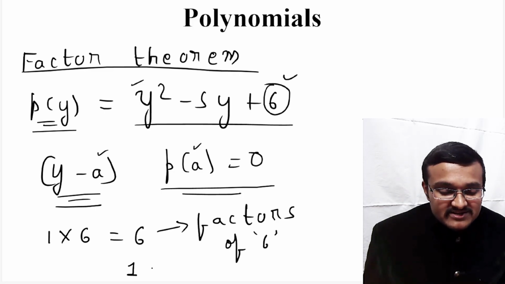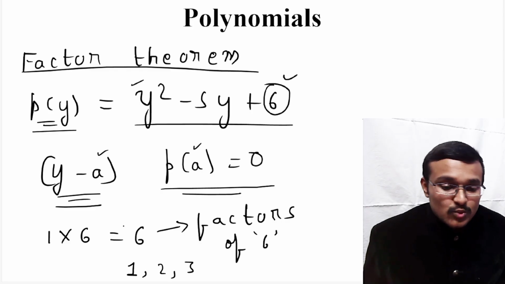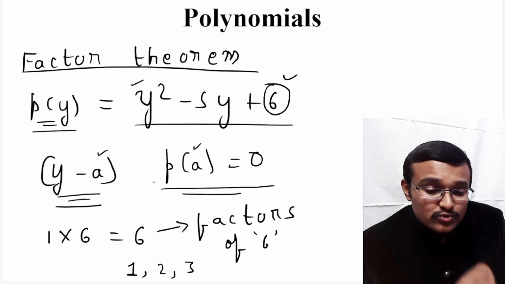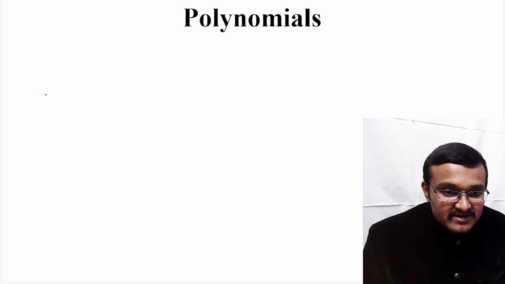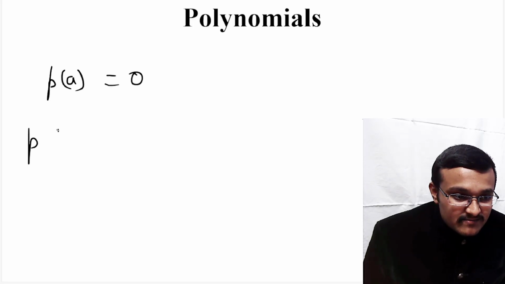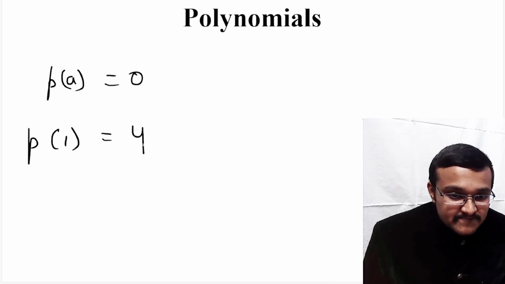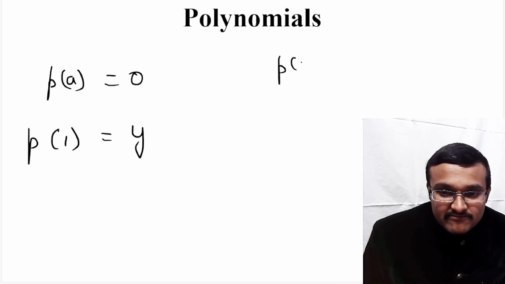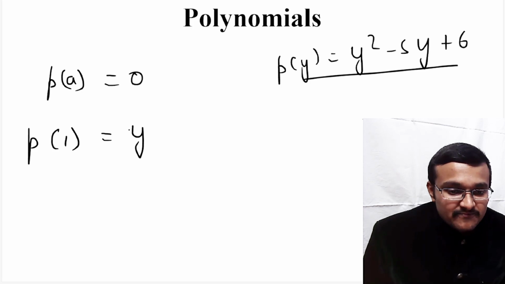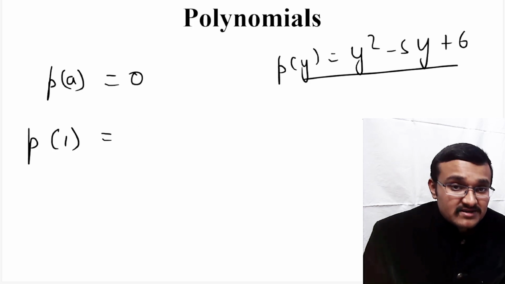So what are the factors of 6? Factors of 6 are 1, 2 and 3. Here we will try to see which factor of 6 will give p of a as 0. So we'll take p of 1, that is the first factor. We have p of y is equal to y square minus 5y plus 6. This is the polynomial which we have. Now we are calculating p of 1.